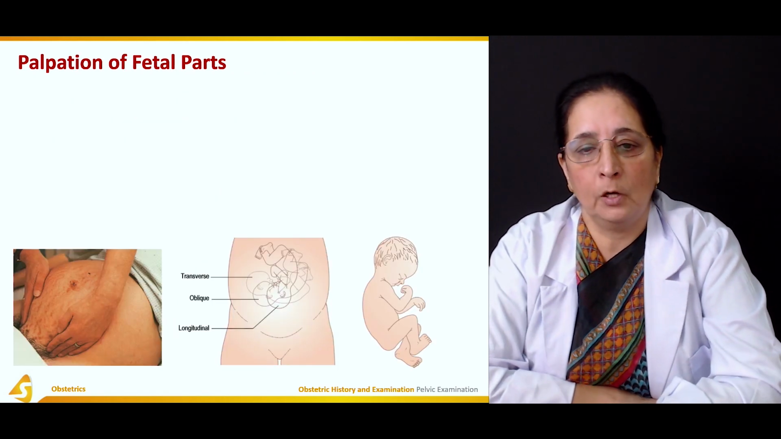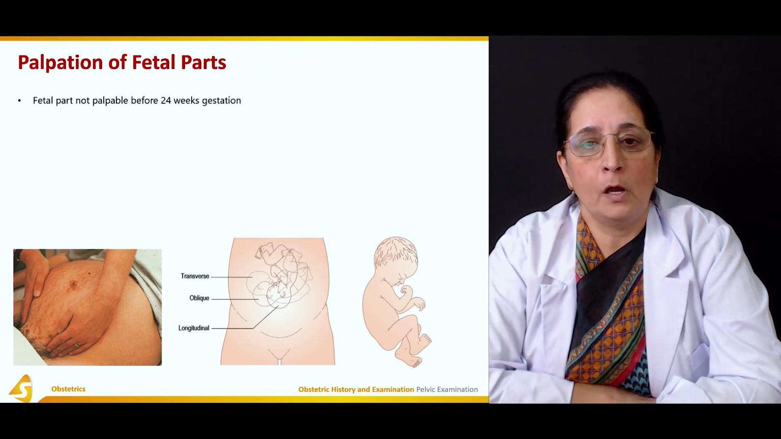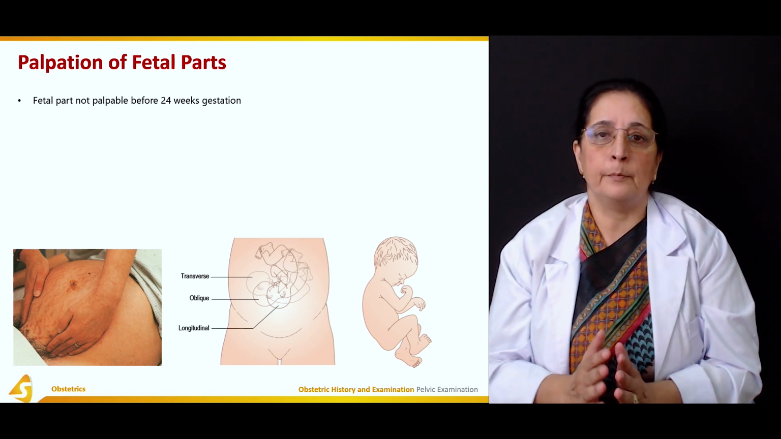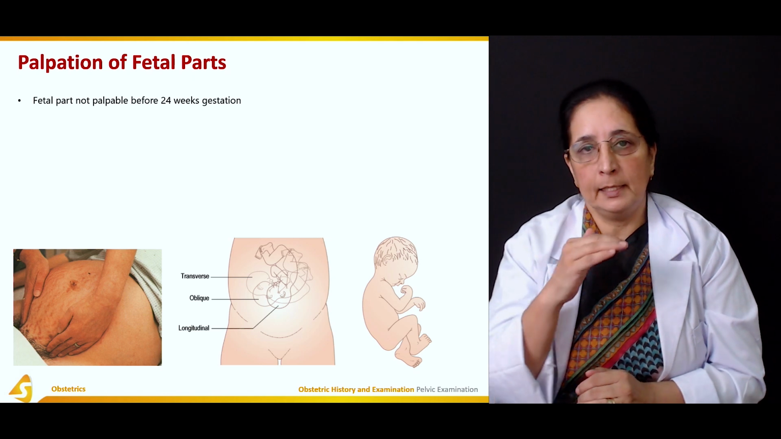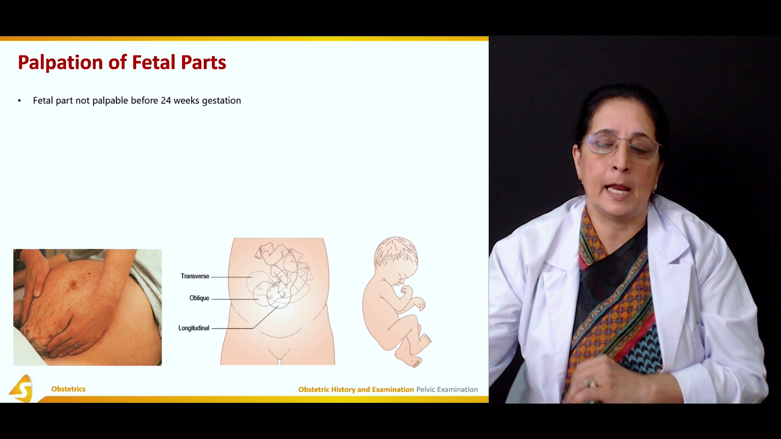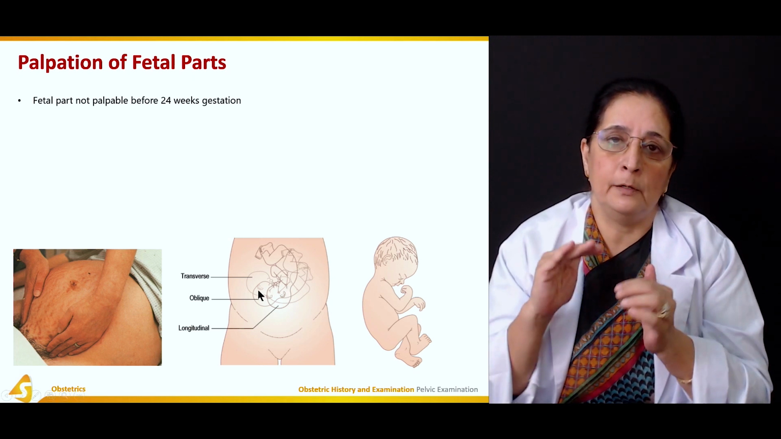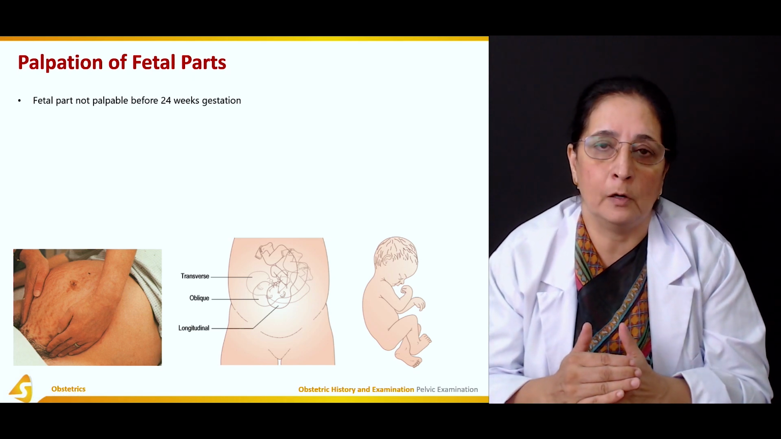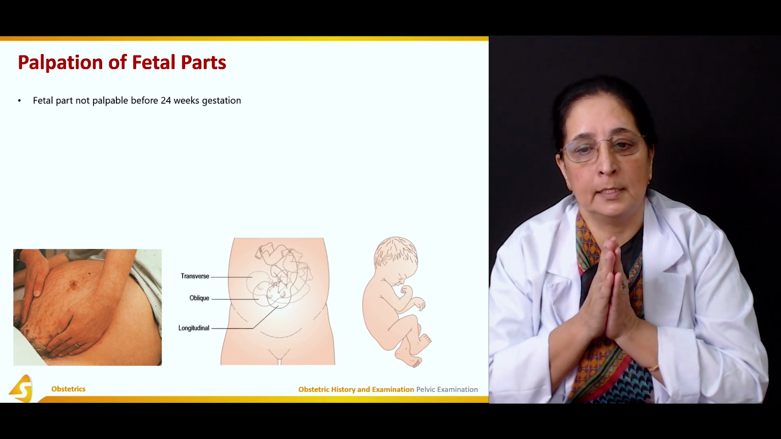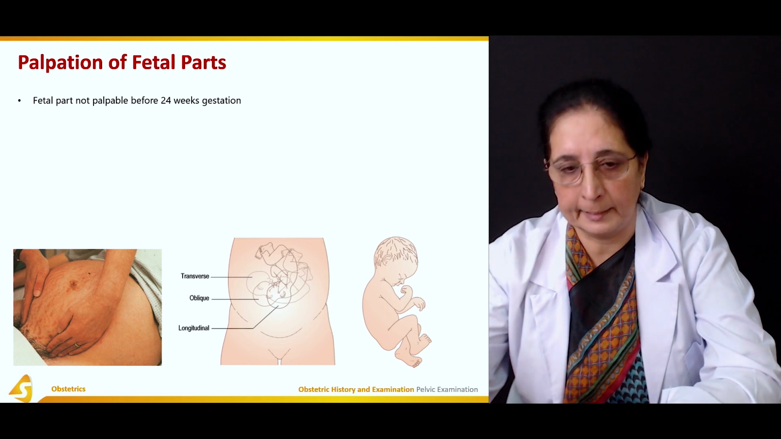Next, palpation of the fetal parts. Fetal parts are not palpable before the 24th week of gestation. At about the 24th week, the fundus, or the top of the uterus, is present at the belly button level. Then slowly we can tell the position of the baby also, whether it's oblique lying, transverse, or longitudinal. That can then be felt.